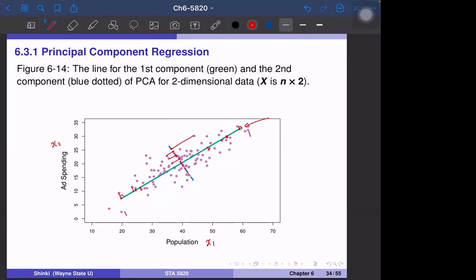So basically it is the signed distance. The distance from the center to each point is measured, and in the other direction we have negative distance. So this distance from the center to each point is defined as the first principal component.